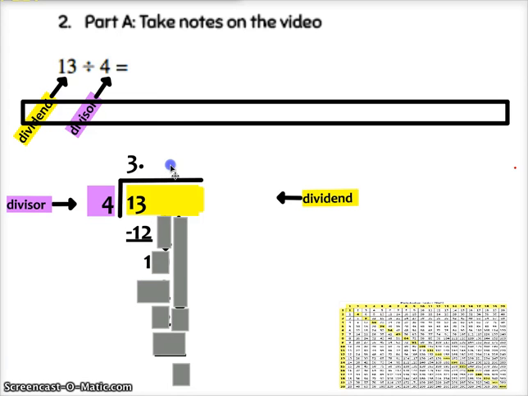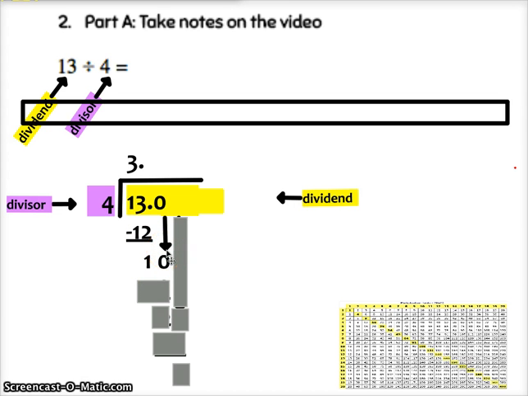So I put a decimal up here in the answer, and I put a decimal here in the 13, and I rewrite 13 as 13 and 0 tenths. It's the same number, just written with a 0 in the tenths column, and then I take that 0 and I bring it down next to the 1, so I form the number 10.